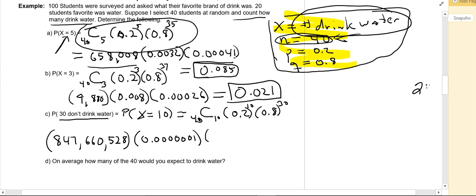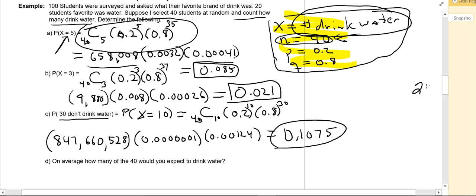0.8 to the 30th power is 0.00124. So again, if you rounded this to 4 places, your answer would be 0. Okay? Your answer would be 0. Now, when I do the actual calculation, it comes out to be 0.1075. Almost a 10% chance.